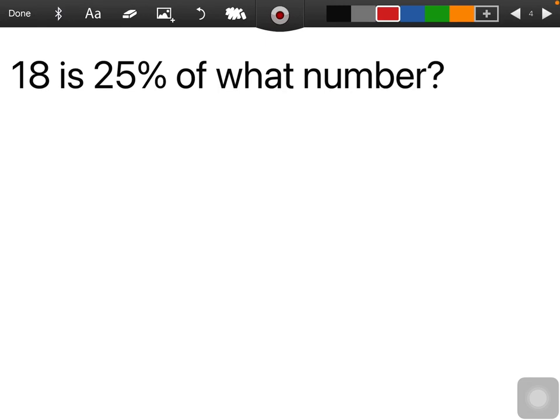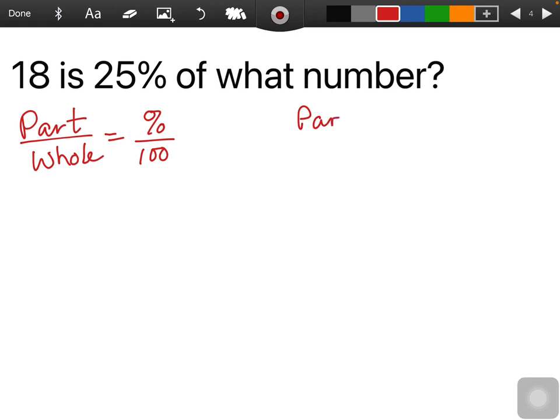Okay, so we have talked in the past about how to solve word problems when it says part over whole or something total. But how do you do it if it's something as simple as "is" and "of"? Well, it's actually just as simple. You're used to seeing part over whole equals percent over 100. Well, if you think about it, part and whole are the same as "is" and "of."